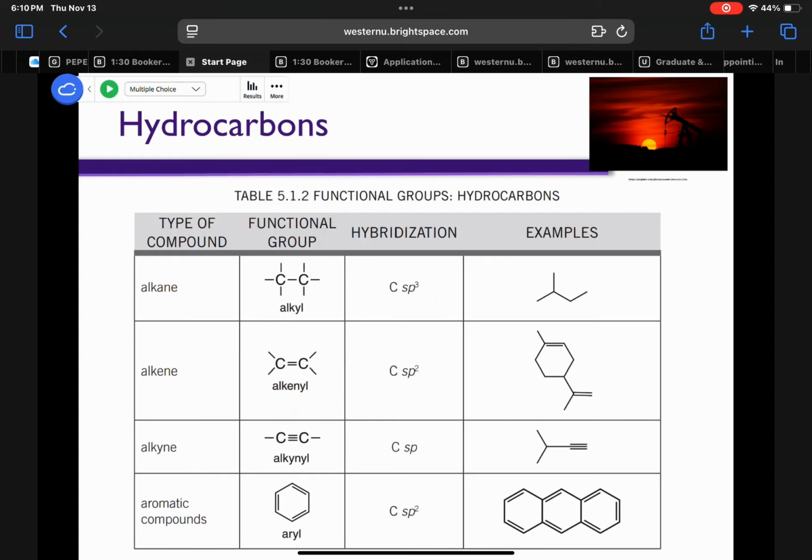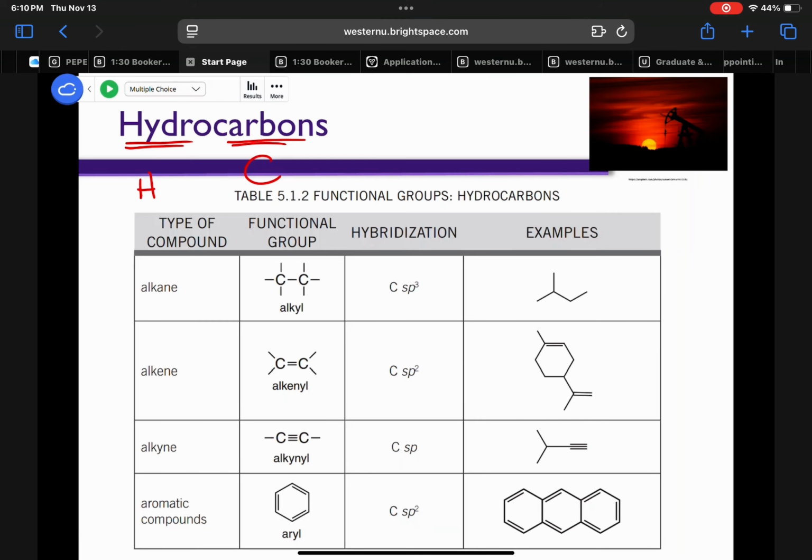So we've put these into a few categories. You have some really big tables. The end goal is that you can identify these functional groups and describe some of the properties of these functional groups. We're going to start with functional groups and molecules that are simply made up of hydrogen and carbon.